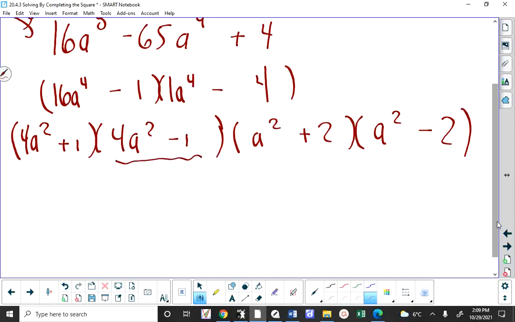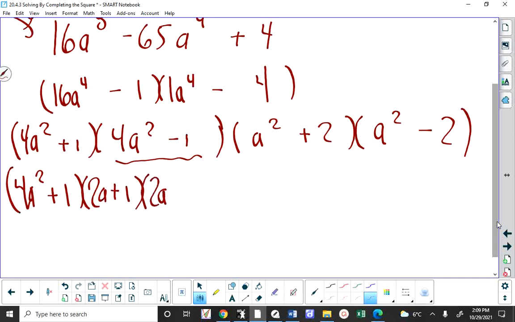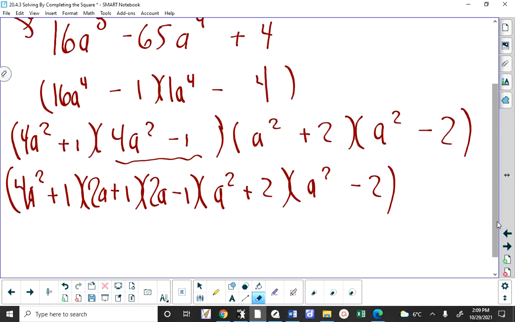This is a difference of squares. So we have the 4a squared plus 1. Then we're going to have 2a plus 1, 2a minus 1, a squared plus 2, a squared minus 2. Does that make sense? I'm not asking if it's easy, but you followed it? You can never factor a sum of squares, like 4a squared plus 1. It won't work.